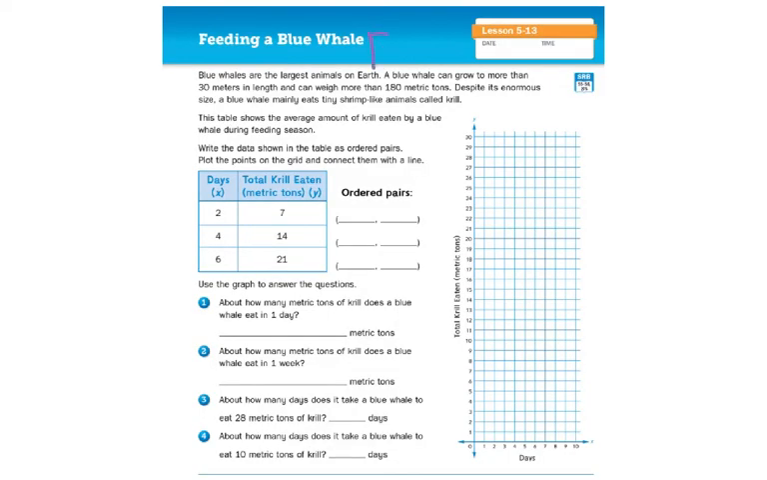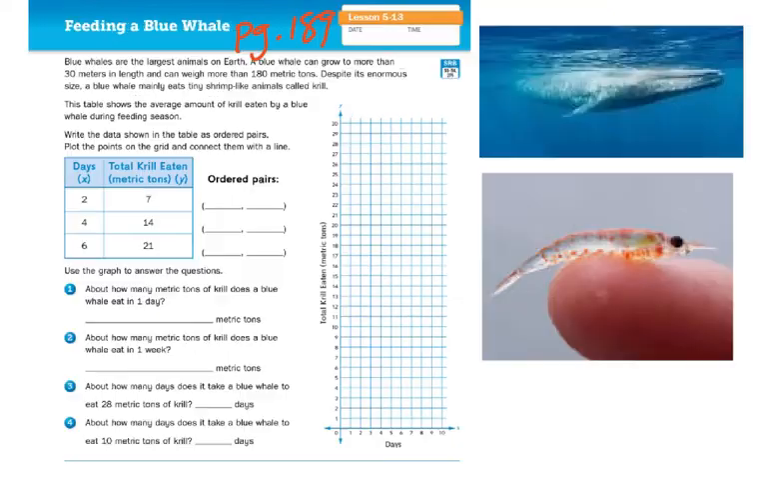Right. Moving on to page 189. Feeding a blue whale. Blue whales are the largest animals on Earth. A blue whale can grow to more than 30 meters in length and can weigh more than 180 metric tons. Despite its enormous size, a blue whale mainly eats tiny shrimp-like animals called krill. So here is a picture of a blue whale, and that thing is massive, and they eat these tiny little krill. So if you look at it, you can see the size of it compared to that person's fingertip.